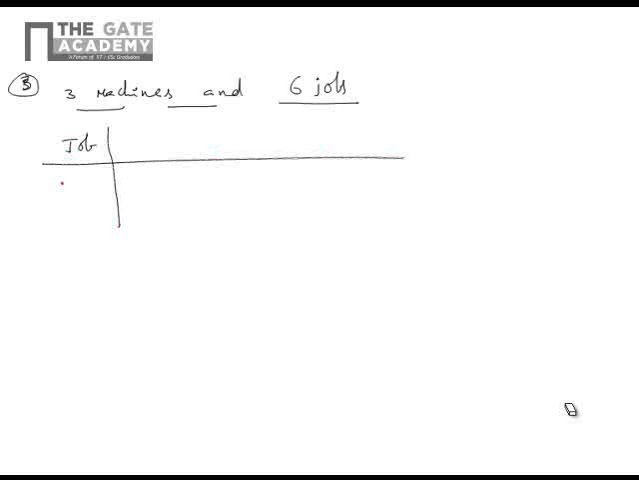So the next question is three machines and, for example, six jobs. How to calculate the makespan time? How to calculate the optimal sequence? As we have already solved two machines n jobs, now we have to complete this. If we complete this, then we will be confident that we can solve any number of machines problem.